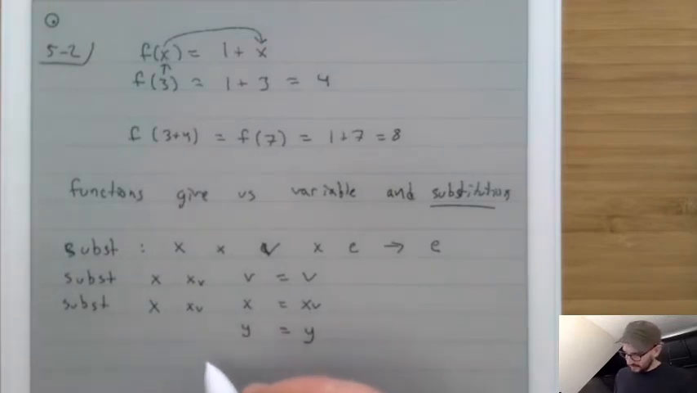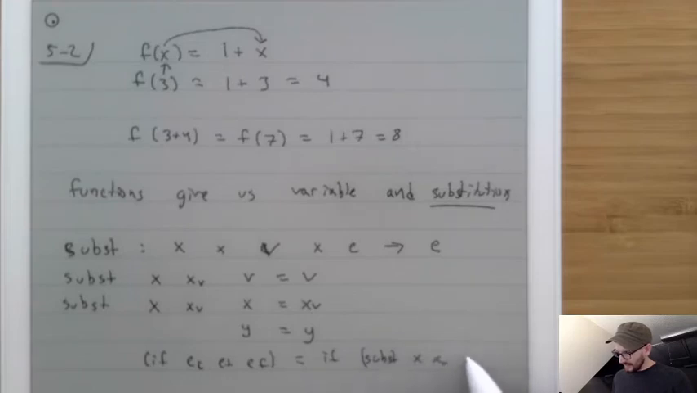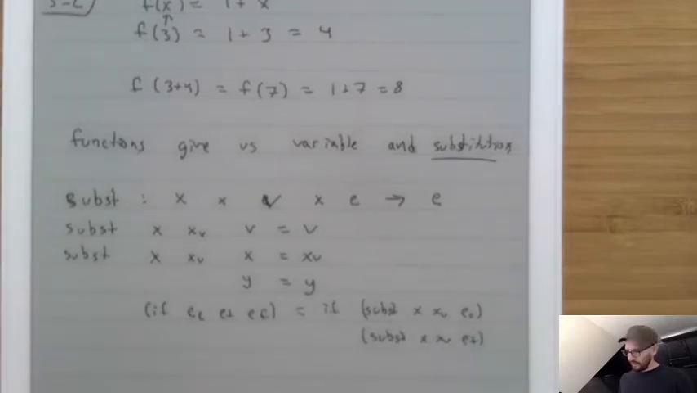If we called subst and we gave it an if with ec, et, ef, then we would get back an if where we would call subst on x, xv, and ec, then subst again on x, xv, and et, and then one more, subst x, xv, ef, and so on.